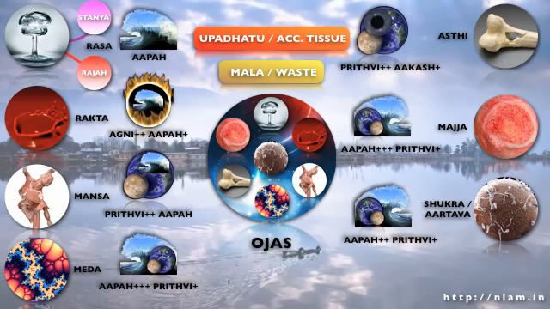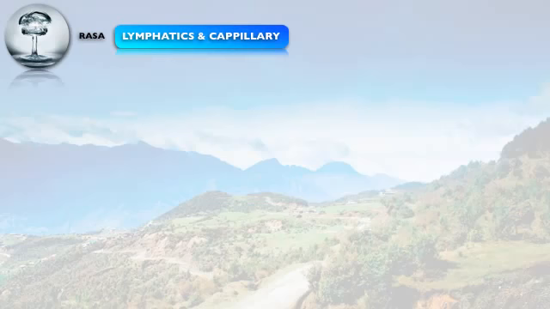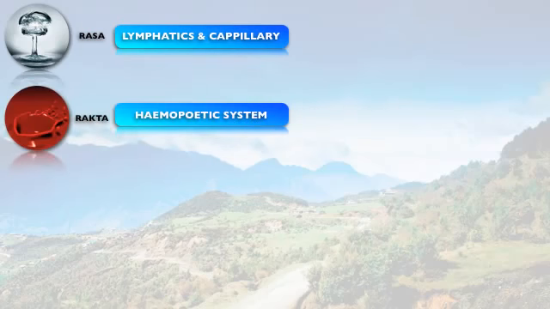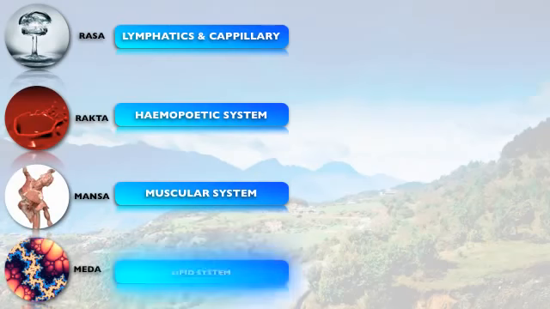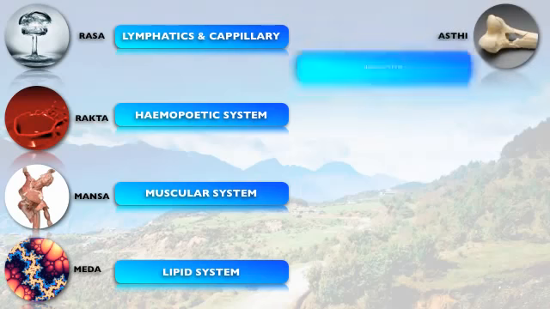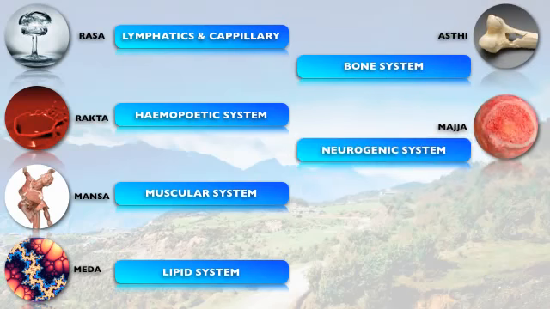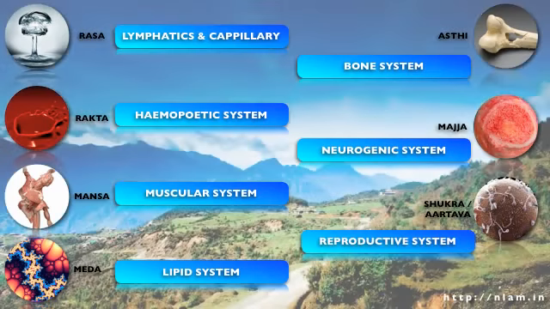The 7 dhatus can be correlated to the modern terms as Rasa dhatu can be correlated to the lymphatics, capillary secretions and digestive juices, Rakta dhatu to hemostatic or circulatory system, Mamsa dhatu to muscular system, Meda to lipids or fat tissue, Asthi to skeletal system, Majja to nervous system including bone marrow, brain, spinal cord and nerve apparatus, and Shukra Artava to reproductive system including hormones. We will study each individual dhatu further in a separate video.